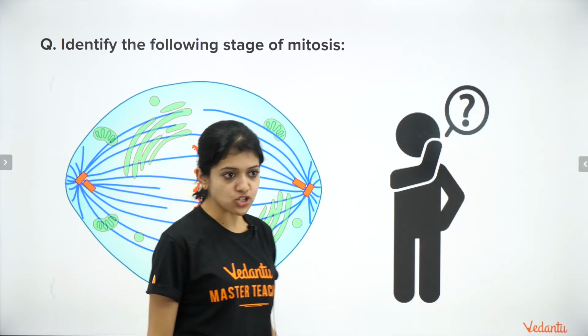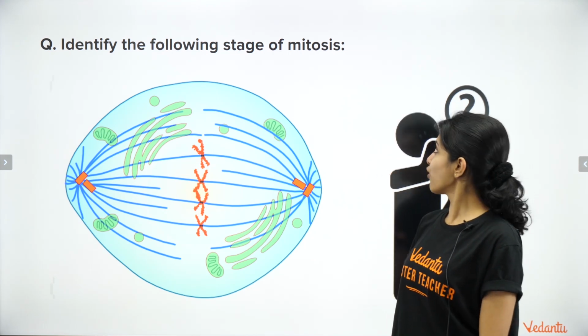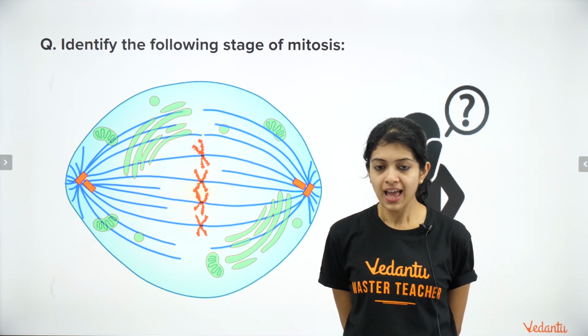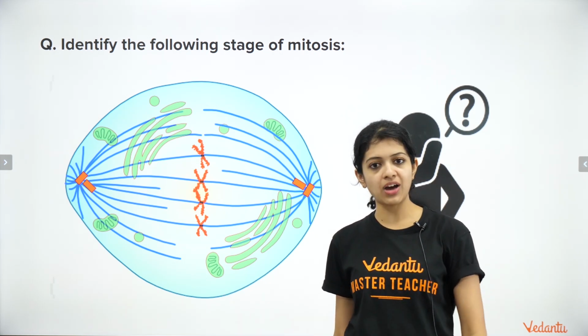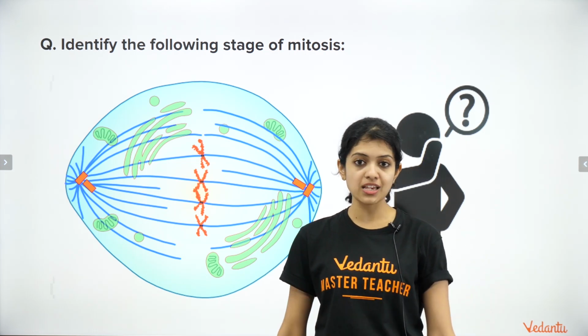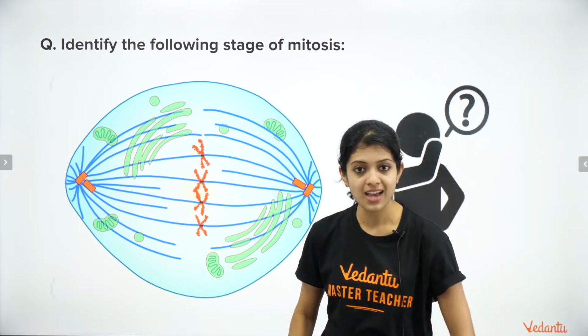Now, this is your homework question for today. Identify the following stage of mitosis. Let's see who is answering first. Well, this is a very objective answer, so I don't think there is a question of getting the best answer for this particular question. Let's see who gives us the quickest answer.